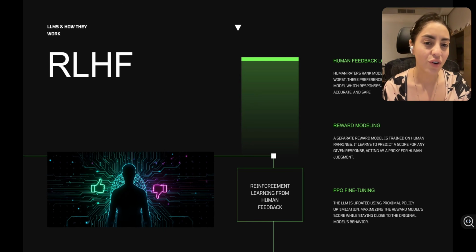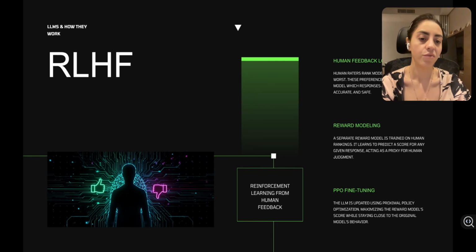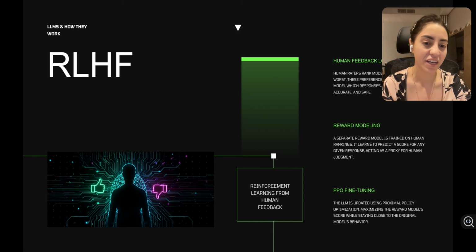RLHF stands for reinforcement learning from human feedback. In the classic approach, humans compare different model responses and indicate which ones are more helpful, clear, and safe. Those preferences can be used to train a reward model, and the LLM can then be optimized towards responses that receive better scores. You may hear technical names such as PPO, proximal policy optimization, and approaches such as DPO, direct preference optimization.